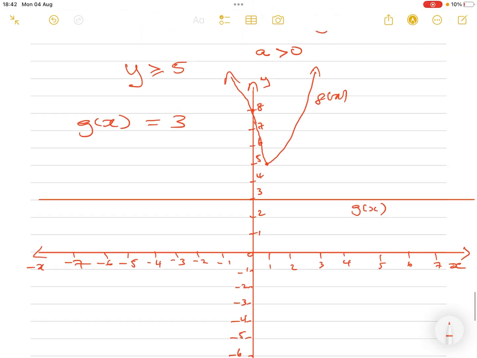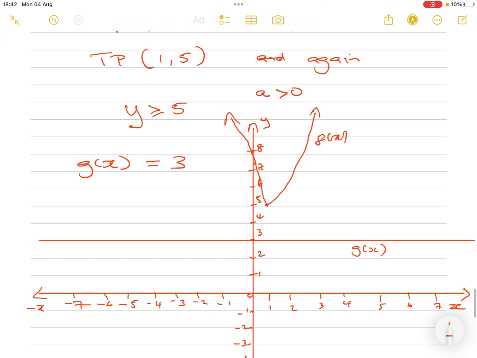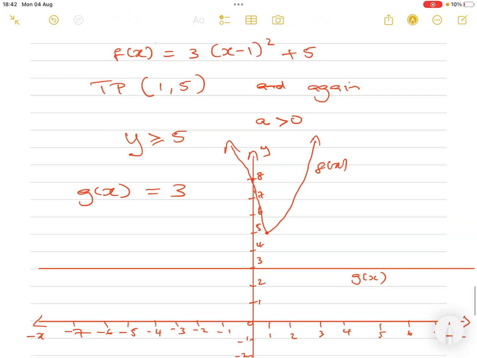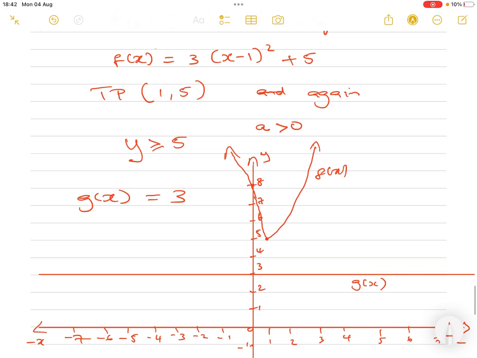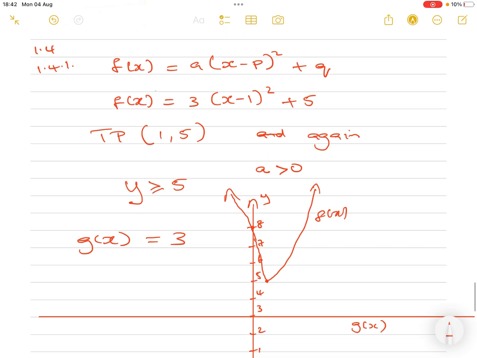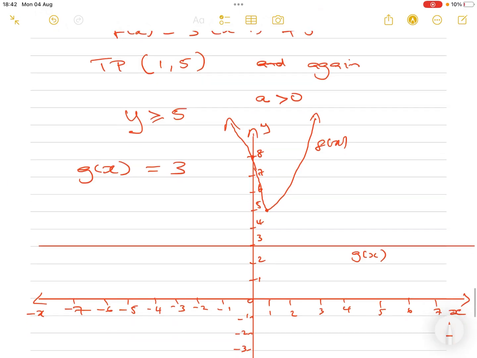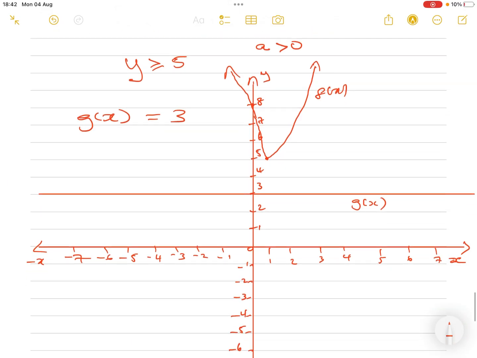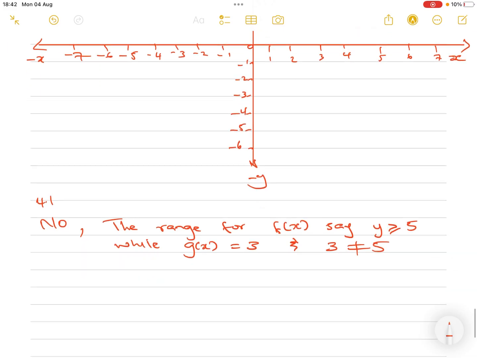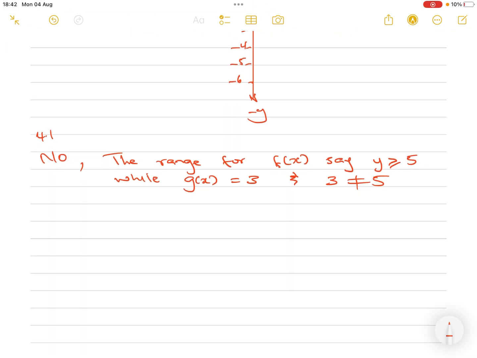You can just construct it with your own English words. I was just trying to make sure that you visualize whatever I'm referring to. Apologies, my graph is not drawn to scale, but I was trying to emphasize the point. Why f of x cannot be equal to g of x. I hope I gave a fruitful response or evidence.